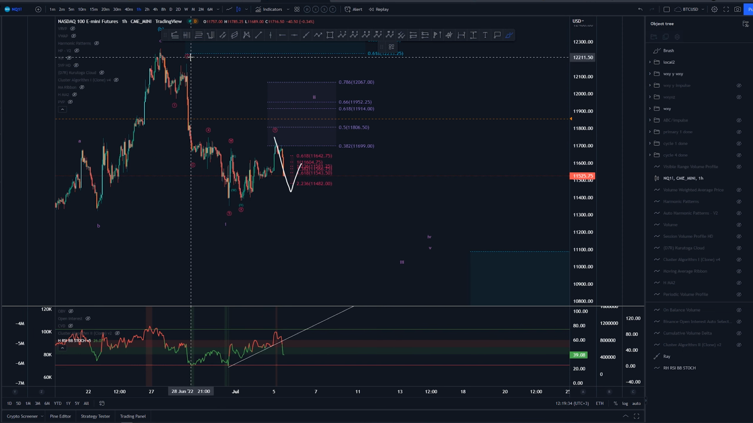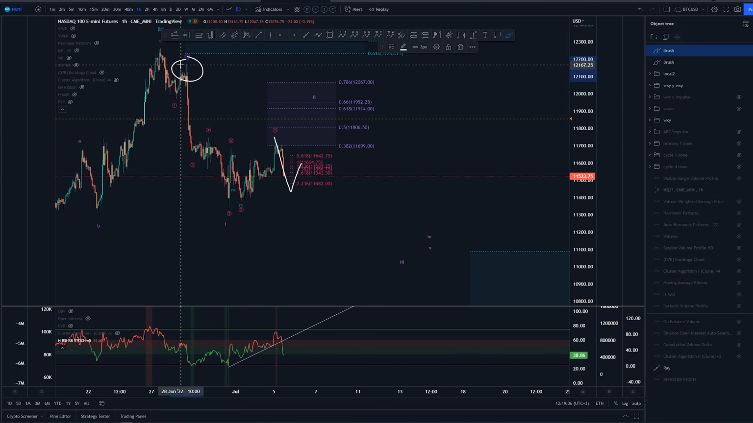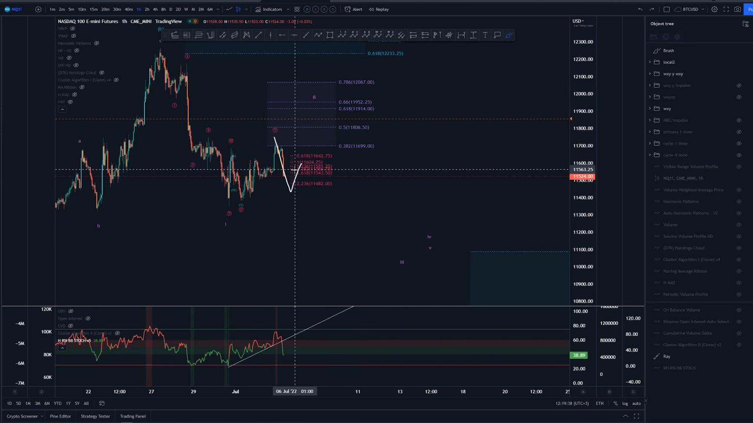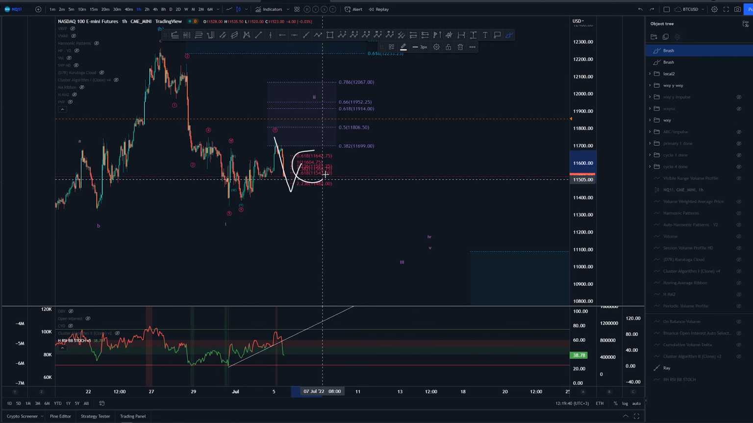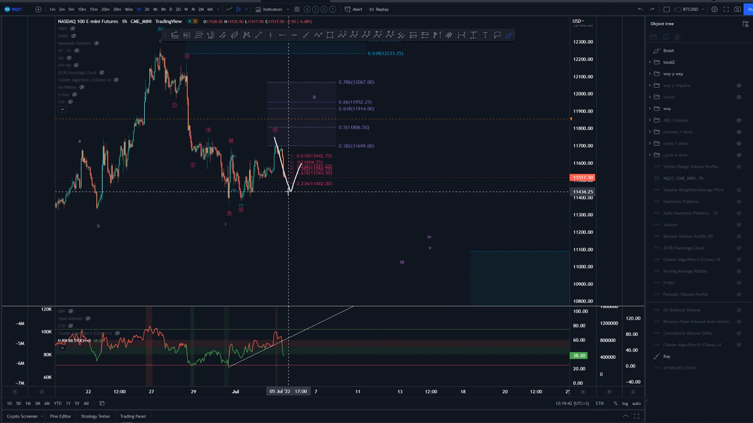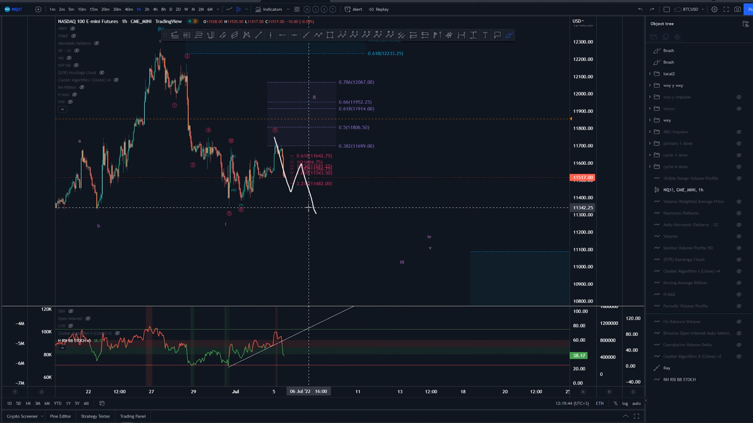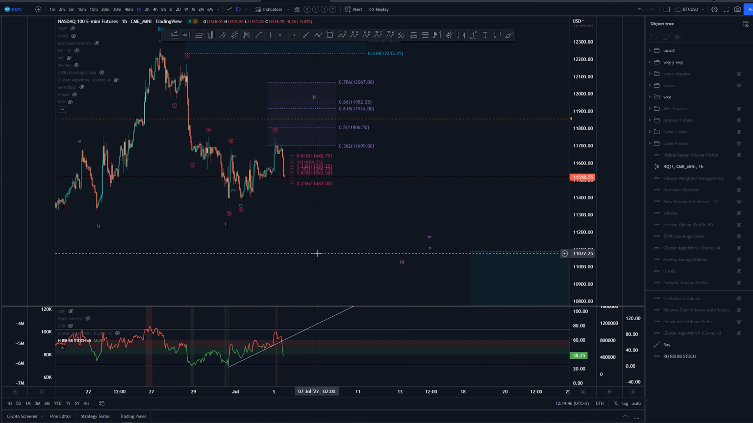Again, I have my shorts taken from these highs here, but I am definitely willing to take or add to it in here if that plays out the way I described it. But yeah, that is pretty much everything I wanted to share on Nasdaq at this very moment.